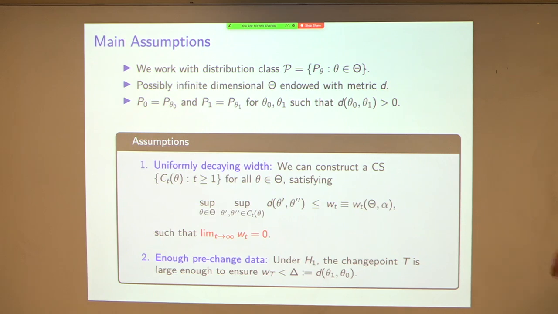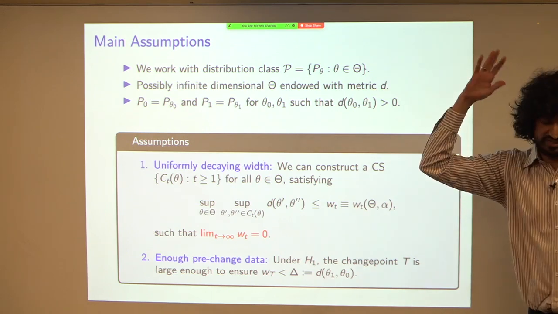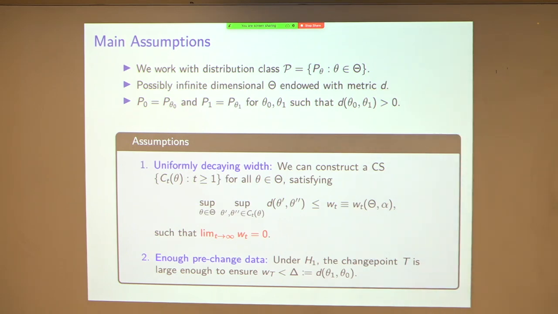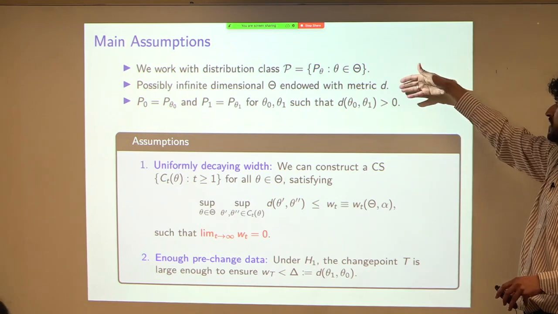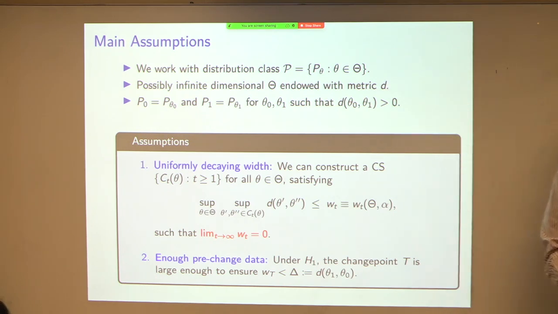So we're just dealing with some class of distributions, script P theta. Here theta need not be a finite dimensional parameter. It could be parameterized by some infinite dimensional object. That's fine. In fact, as I said, theta could be the distribution itself. This is just for ease of notation. And then you have some metric over that infinite dimensional theta.